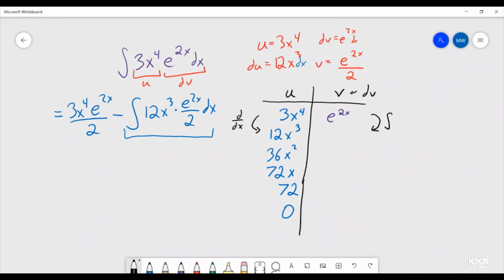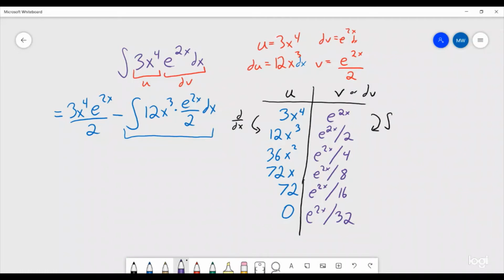What we are then going to do is successive integrations on the other side. So we have e to the 2x, then we have e to the 2x divided by 2, e to the 2x divided by 4, e to the 2x divided by 8, e to the 2x divided by 16, and e to the 2x divided by 32. And as soon as you're at the row that has 0, that's when we're going to be done.